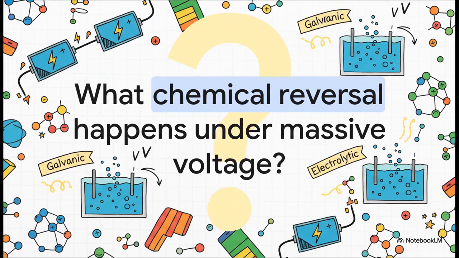Before I let you go study, I want to leave you with this final provocative thought. If we took your smartphone battery right now and applied a massive external voltage to it, a voltage far greater than its own cell potential, what exact chemical reversal would be forced to happen inside? Think about how a spontaneous galvanic process is violently pushed into becoming a non-spontaneous electrolytic one right there in your pocket. Ponder that, keep studying hard, and I will see you in the next explainer.